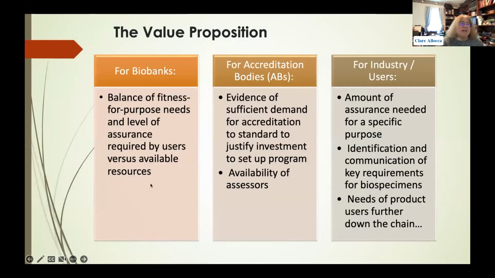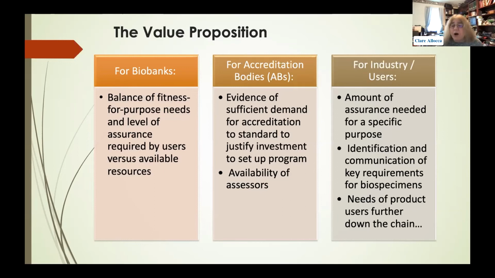And so just to summarize on the value proposition, for a biobank, you're balancing fitness for purpose versus the level of assurance required by your users against your available resources. For accreditation bodies, these are the bodies that would actually take ISO 20387 and offer the service of assessing a laboratory in order to potentially accredit it for a particular standard, such as ISO 20387. There, you want evidence of sufficient demand, because they need to make an investment to set up a program. And they also need to have expertise among their assessors.